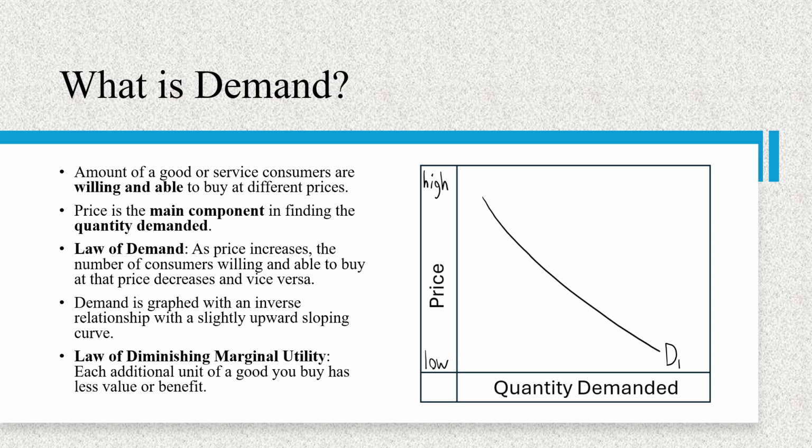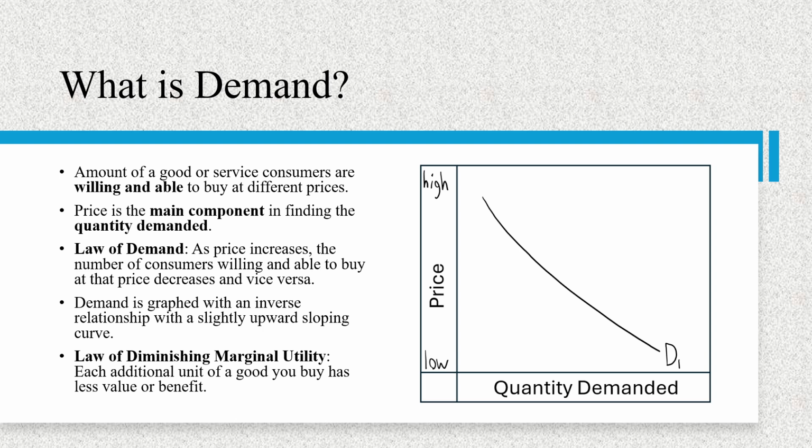So this makes sense because you can imagine, for example, a store. If the prices of the goods in that store increase, less people can afford to buy those items, and people may want to buy less of those items overall. And this also shows why demand is graphed with an inverse relationship and a downward sloping curve.